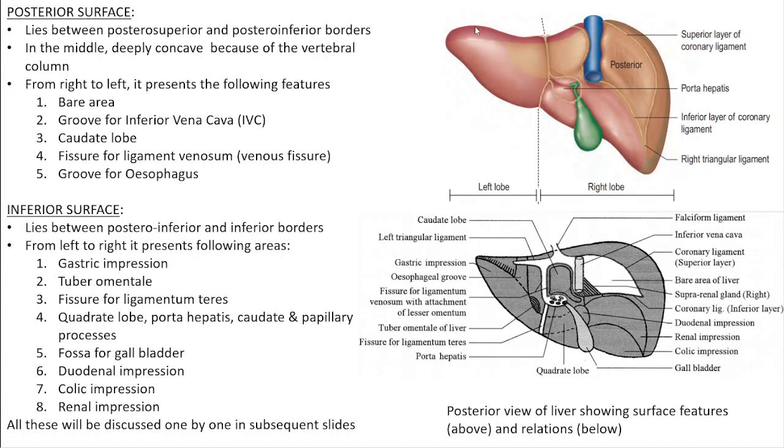it is going to come in relation to the stomach, hence it is called the gastric impression, just below and left to the esophageal impression, which was part of the posterior surface. Gastric impression forms the leftmost part of the inferior surface. Then to the right side of it, there is a projection called the tuber omentale. Then there is the fissure for ligamentum teres.